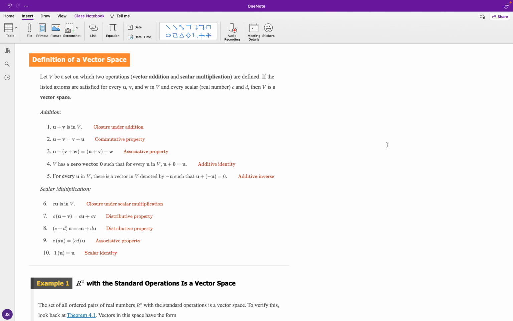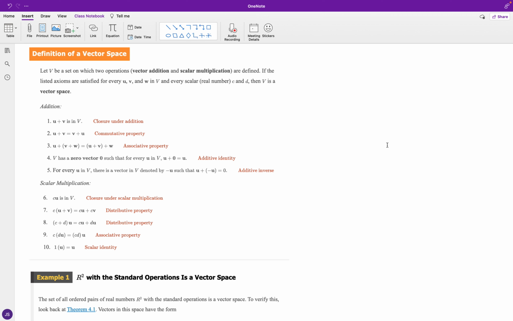And regarding scalar multiplication, c times u is in V, and this is what is referred to as the closure under scalar multiplication. With the distributive property, c times the quantity u plus v is equal to cu plus cv. And with the distributive property as well, c plus d quantity times u is equal to cu plus du. With the associative property, c times the quantity d times u is equal to the quantity c times d multiplied by u. And for the scalar identity, 1 times u is equal to u.